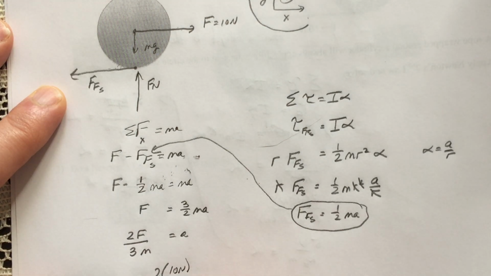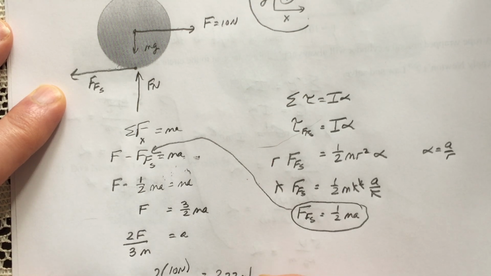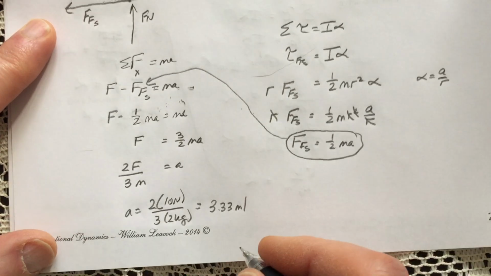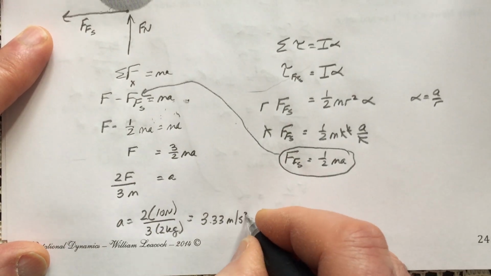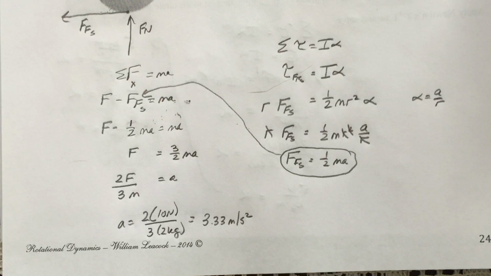3 times my mass. My mass was 2 kilograms. And that turns out to be 20 divided by 6, 3.33 meters. Whoops, sorry about that. Meters per second squared. Sorry, I didn't realize I was off the screen there for a second, but you guys should be okay with that. All right.